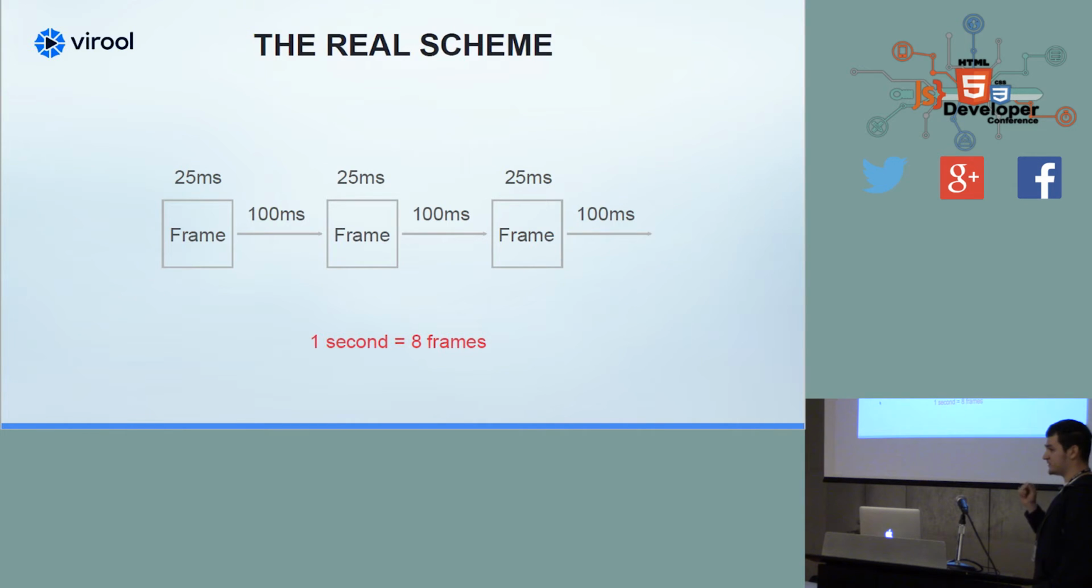Rendering one video frame takes some time. So when we show just 8 frames of the video, our second passes, and our audio track doesn't stop, so it becomes desynchronized, and we hear some lagging here, and we have to do something about the problem.